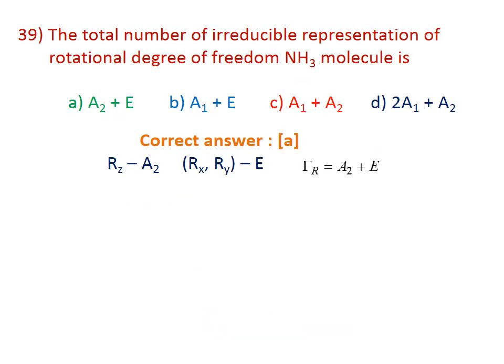On the basis of the above character table for ammonia, the total irreducible representation of the rotational degrees of freedom of the molecule, as we have already discussed, the correct answer is A2 plus E. That is, Rz belongs to A2, Rx and Ry belong to E. Therefore, the total irreducible representation for rotational degrees of freedom is A2 plus E. The correct answer for this question is A.